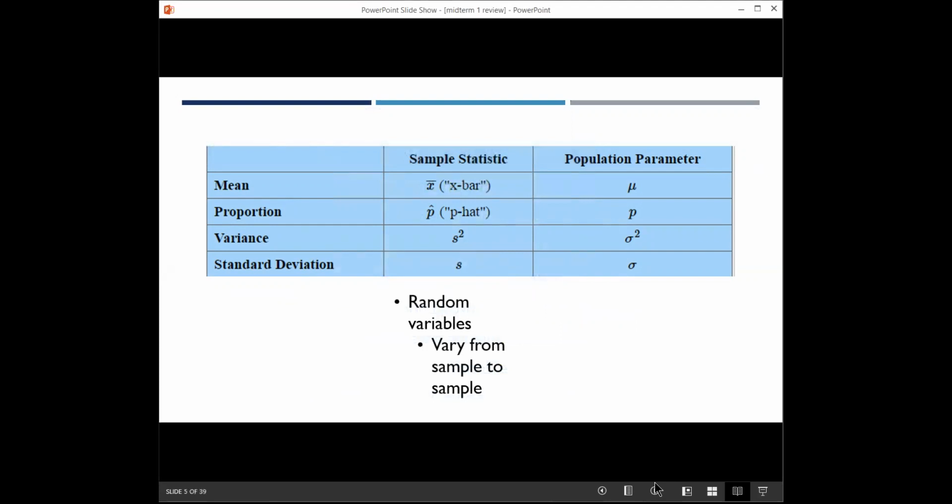So here are some of the symbols that you guys should probably know for the exam. This chart is pretty helpful. It shows basically just the sample statistic and the population parameter, and how we measure them. The symbols we use to measure them: mean, proportion, variance, and standard deviation. So those are all very good to know.